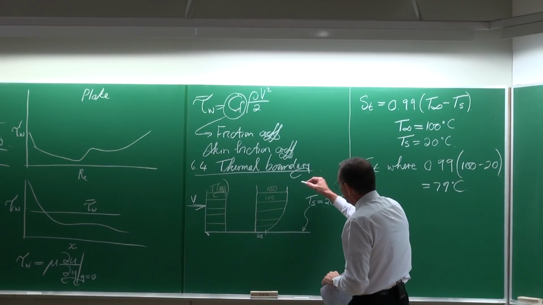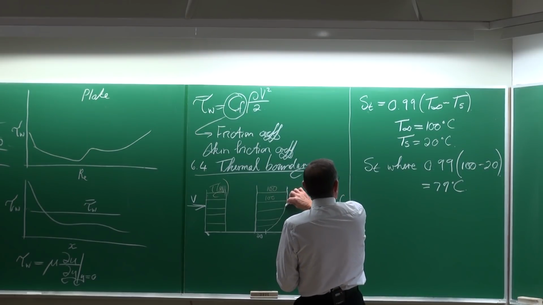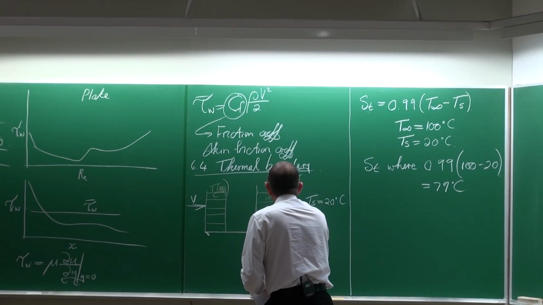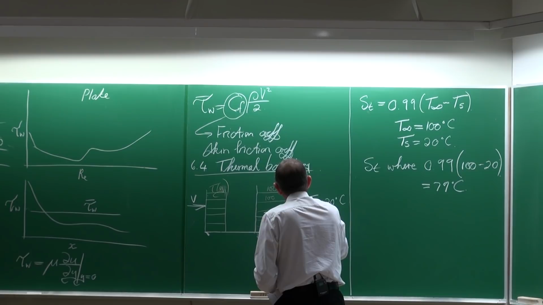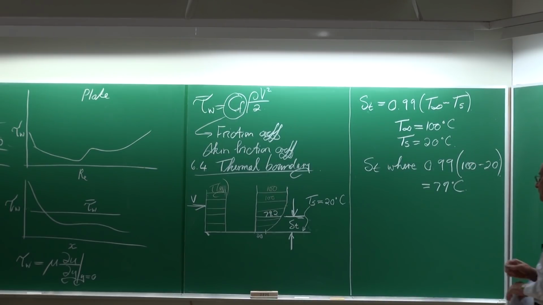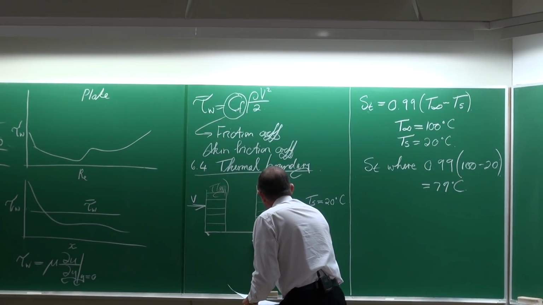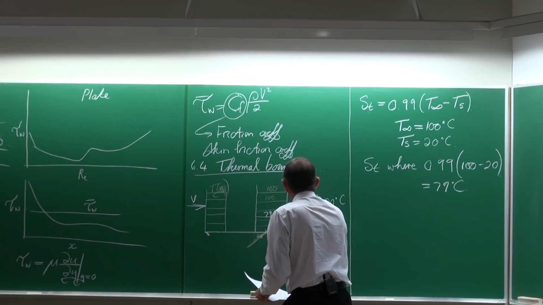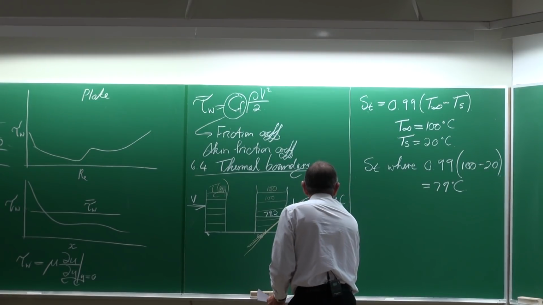Thus, if we now go down here, we keep on measuring 100, 100, 100, then it's going to decrease, and then to the point where it is 79.2. That would be the thermal boundary layer thickness, delta T. Okay. And this gradient here will give us the heat transfer coefficient.